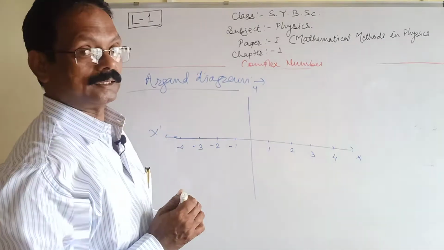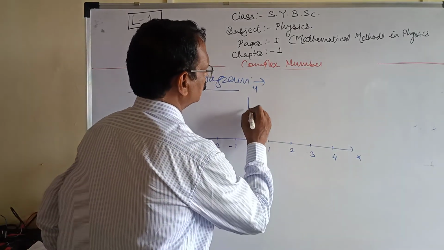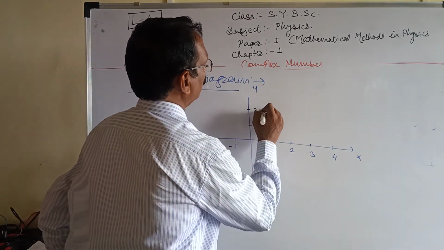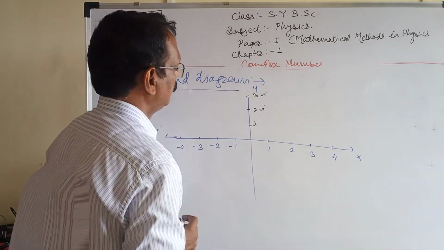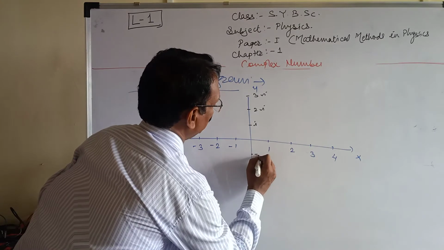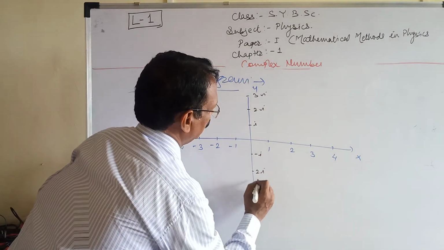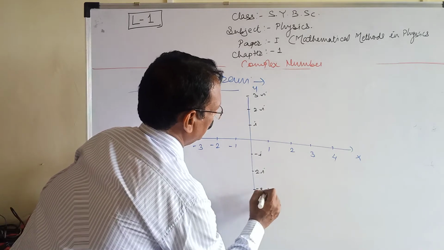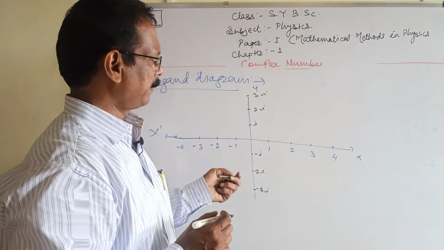Along the y-axis we can write I, 2I, 3I, 4I, 5I. And in this case, it is minus I, minus 2I, minus 3I and so on. So this is nothing but the graphical representation.